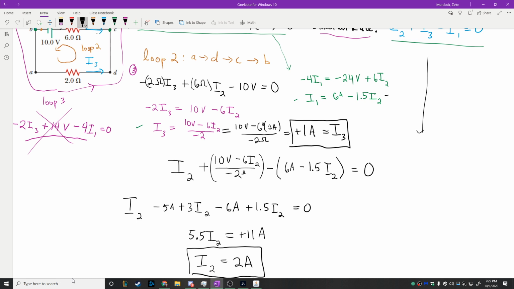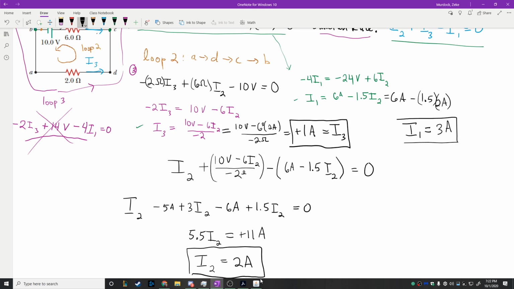Okay, and then for I1 right here, let's just erase that arrow. For I1, you get 6 amps minus 1.5 multiplied by I2, which was 2. So you get that I1 is, okay, let's be careful here. 2 times 1.5 is 3. 6 minus 3 is 3. I almost said 2 for some reason.